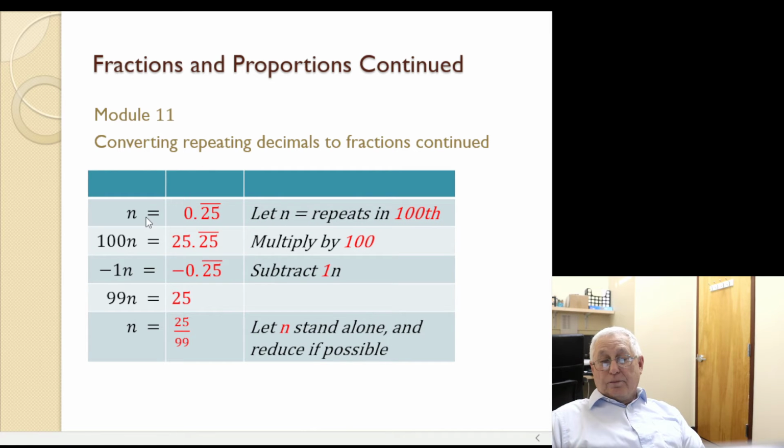Here's another example. n equals 0.25 repeating. This is in hundredths. So we're going to have 100n equals 25.25252525. We subtract 1n from that, and we get 99n.